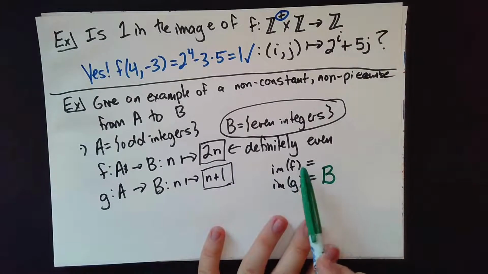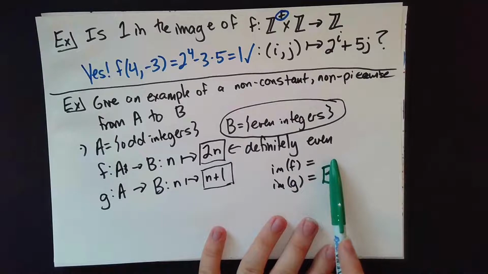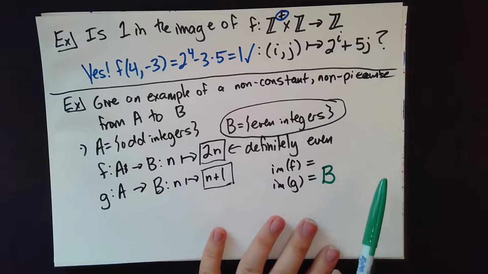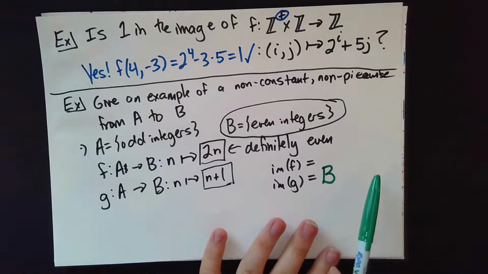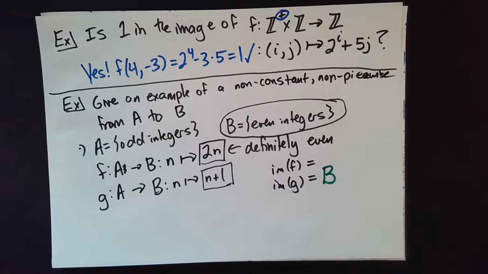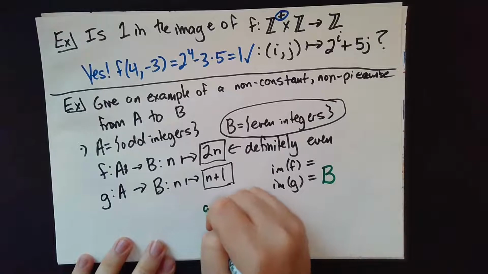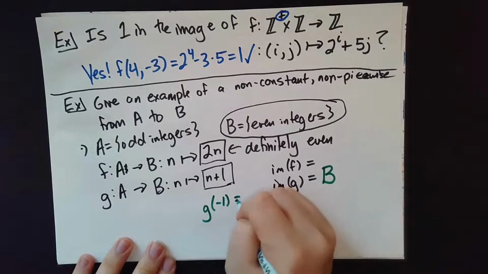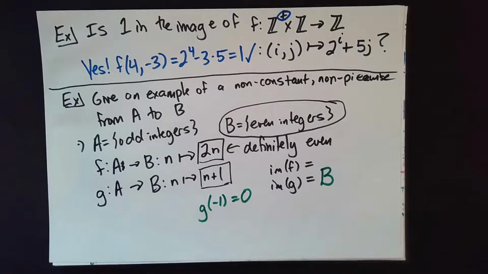The image of f, though, what about 0? 0 is minus 1 plus 1. So 0 is in the image. Remember, 0 is even.